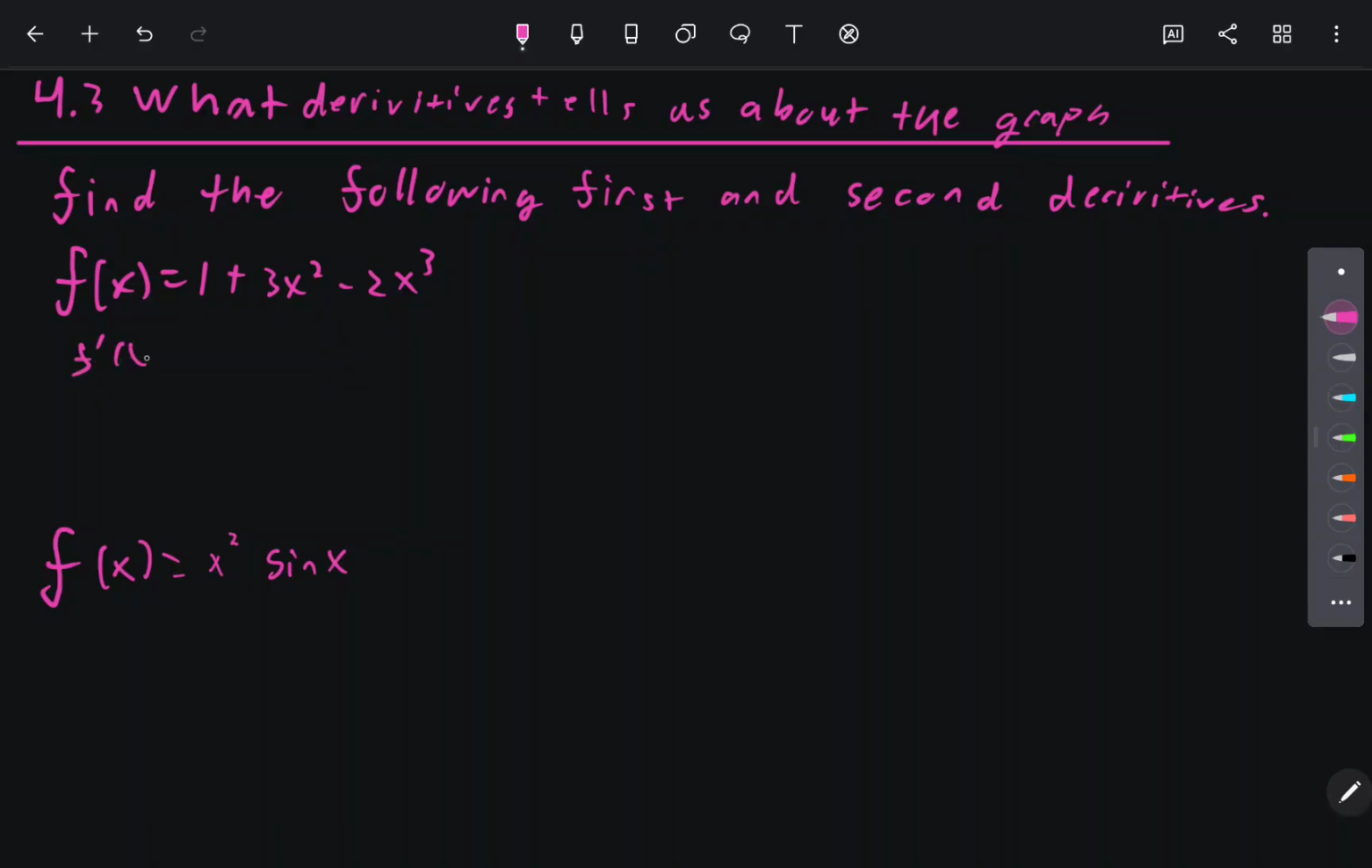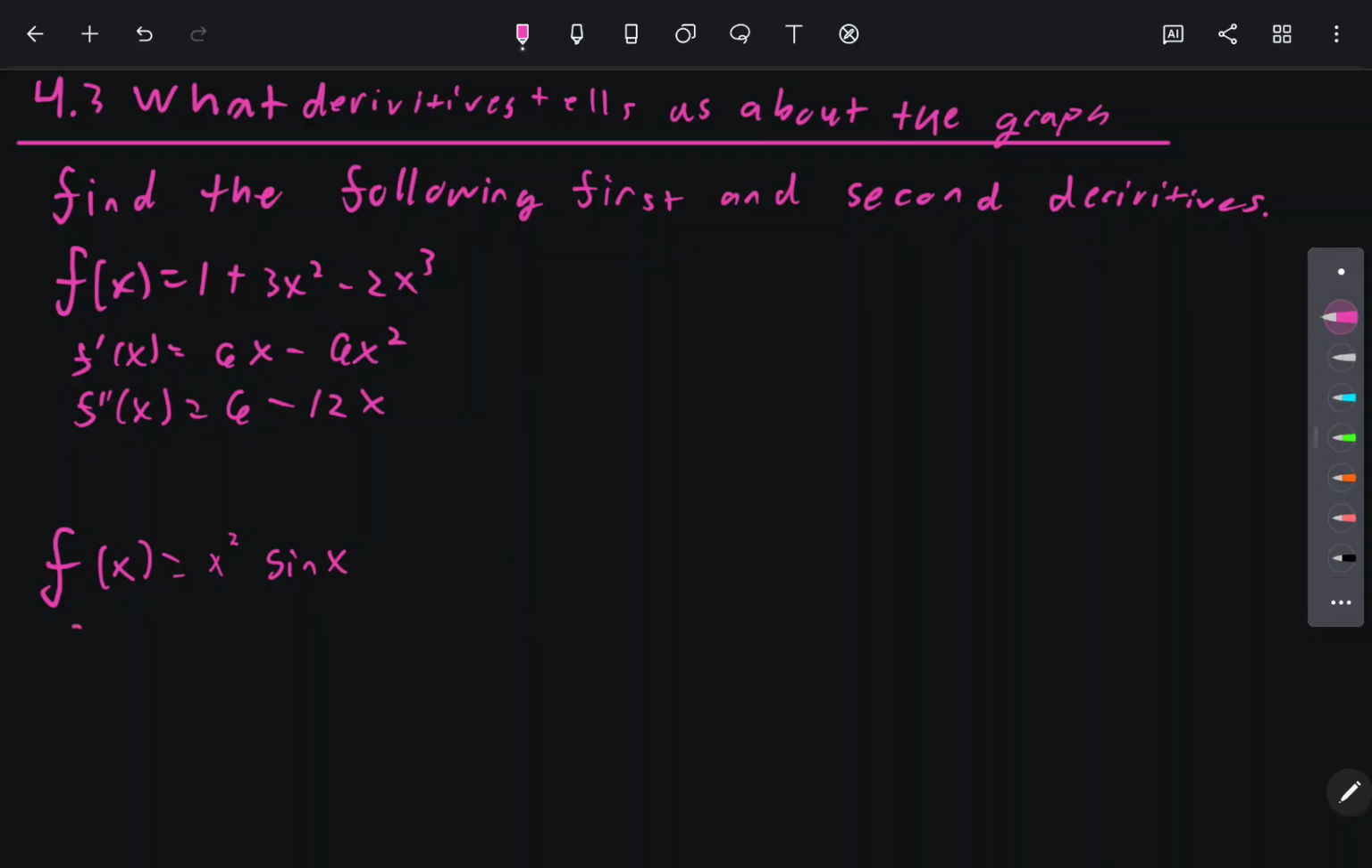So for the first derivative, we're just going to use the power rule for this first one, and we're going to get 6x minus 6x squared. And then for f double prime of x, it's going to be the exact same, other than it's going to be minus 12, or take the power rule, really. That's what I mean by it being the exact same.